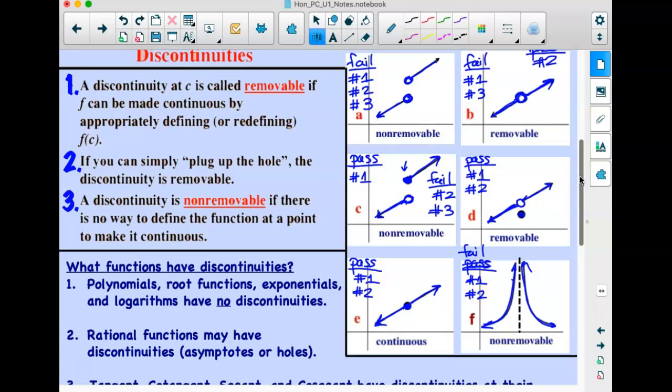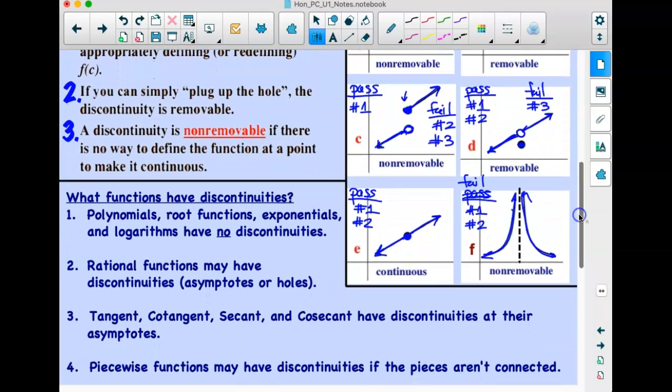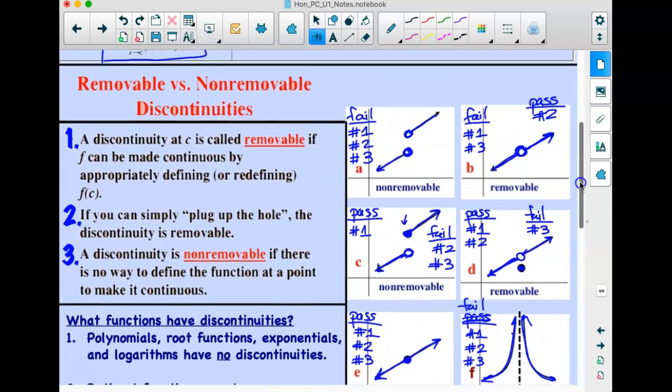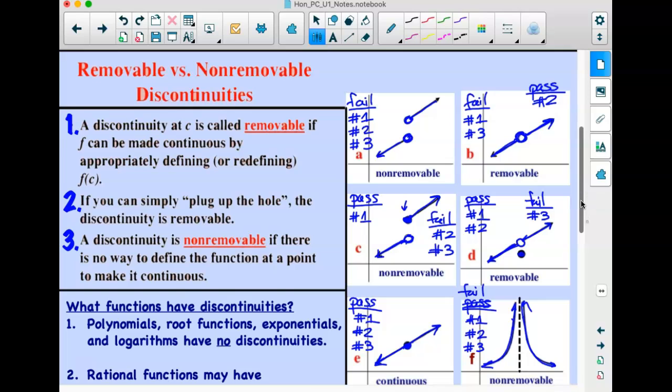For D, so basically, in order to be continuous, a function has to pass 1, 2, and 3 at a specific point, let's say, okay? So basically, the only one that's continuous would be part E.